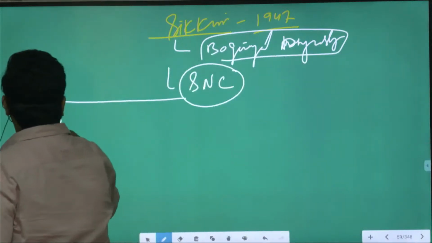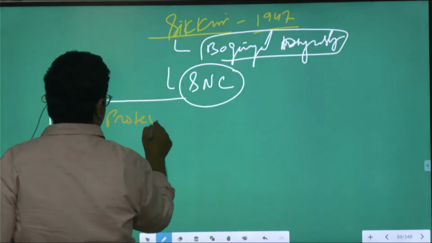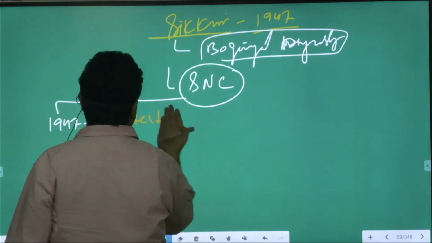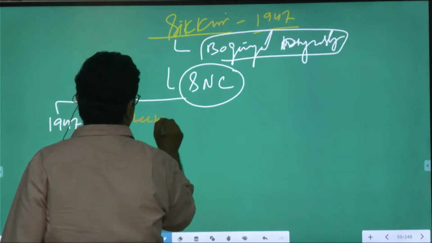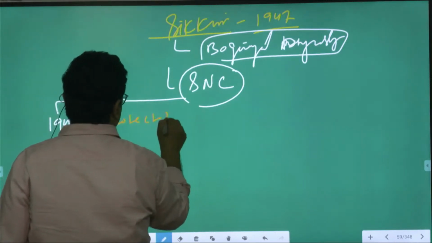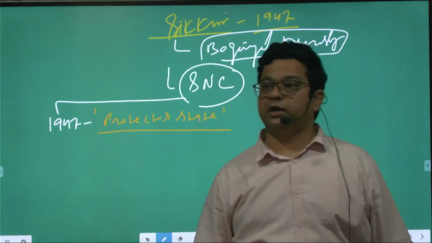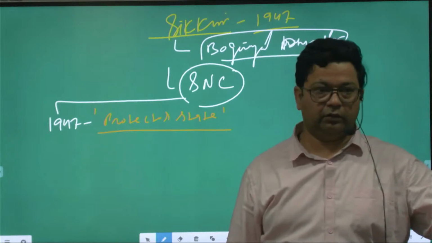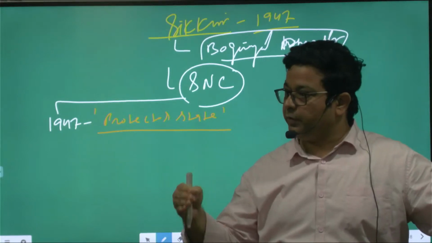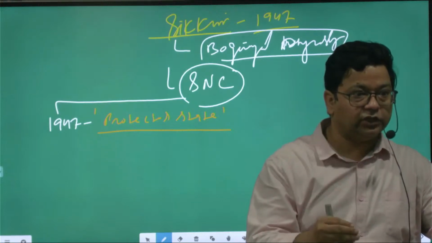So in 1947 they gave it protectorate status, the status of a protector state. So Sikkim becomes a protected state of India. What does it mean? It means the same, a similar arrangement made by India with Sikkim as was made by the Britishers with the Indian states.